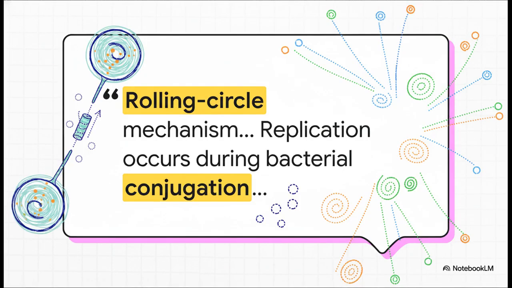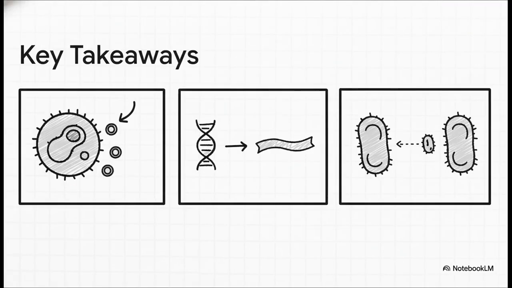And here's where we connect the dots. Remember that rolling circle replication I told you to put a pin in? Well, this is it. This is the exact process that's used to copy a plasmid during conjugation. It allows one bacterium to send a copy of its plasmid to a neighbor, creating a new resistant or virulent cell. So, let's recap the big picture here.